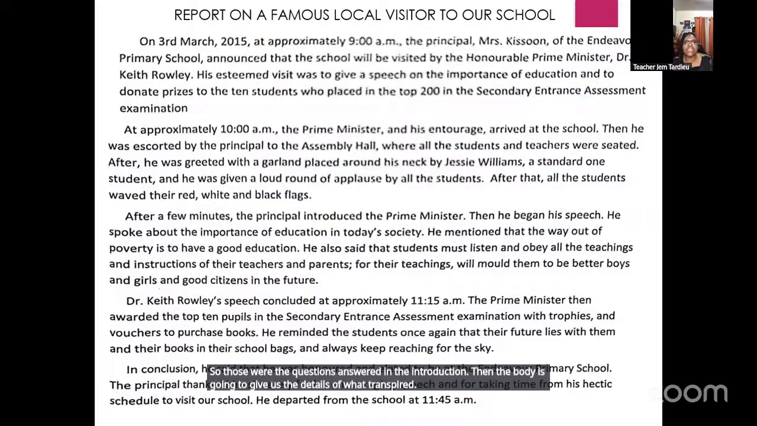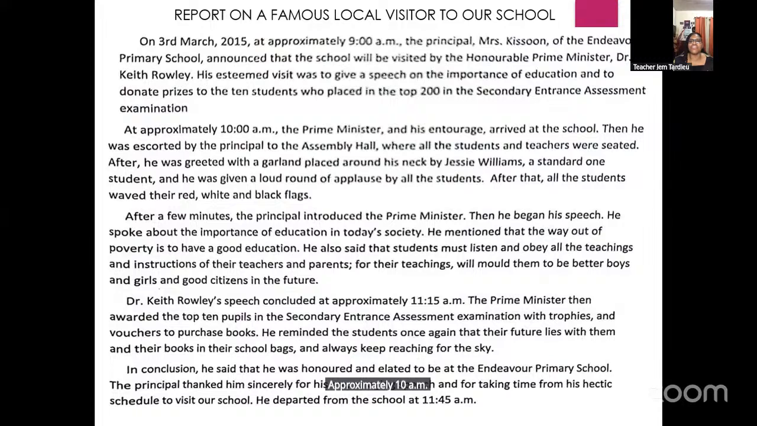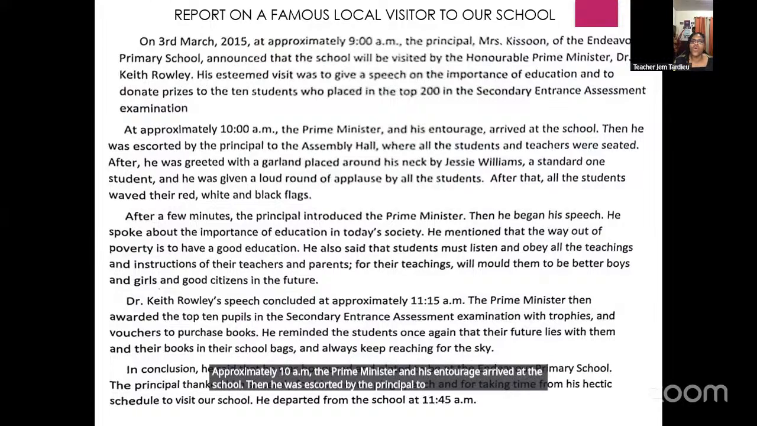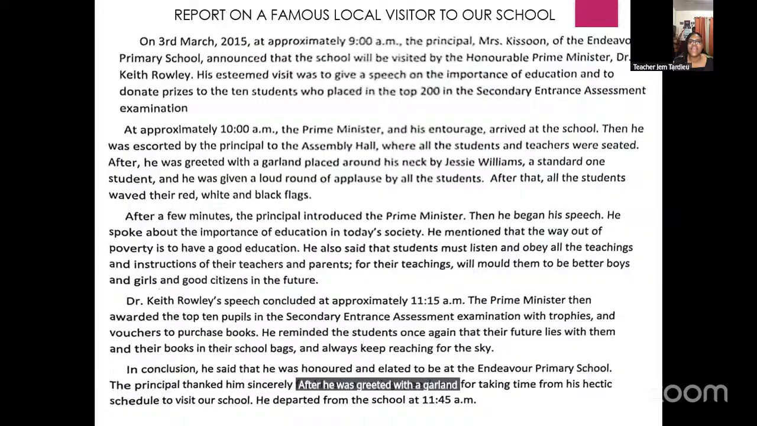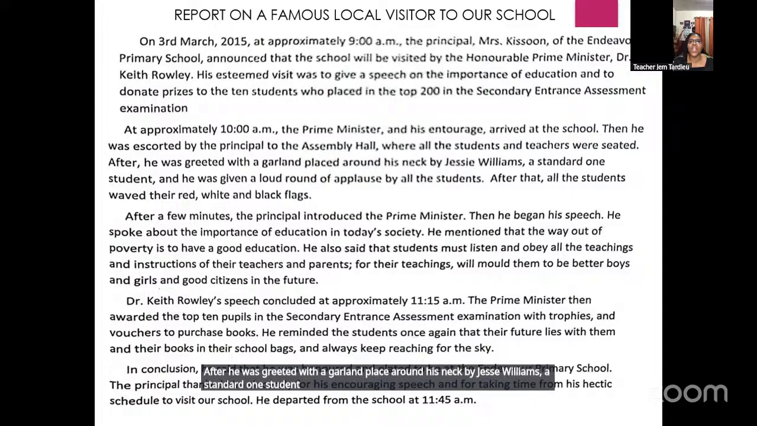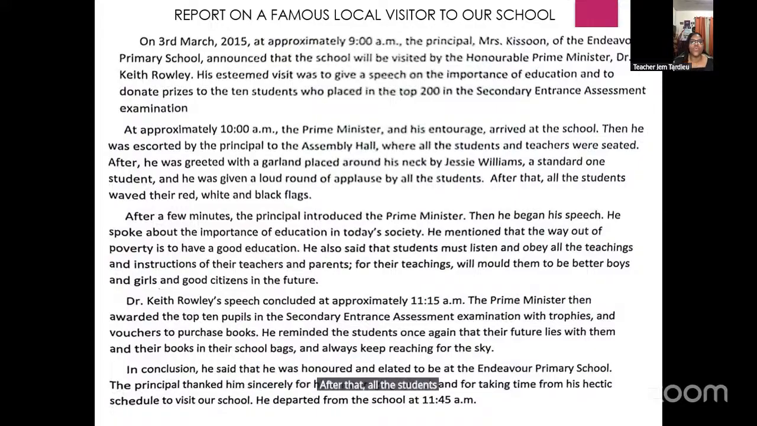At approximately 10 a.m., the Prime Minister and his entourage arrived at the school. Then he was escorted by the principal to the assembly hall where all the students and teachers were seated. After, he was greeted with a garland placed around his neck by Jesse Williams, a Standard 1 student, and he was given a loud round of applause by all the students. After that, all the students waved their red, white, and black flags. After a few minutes, the principal introduced the Prime Minister. Then he began his speech.